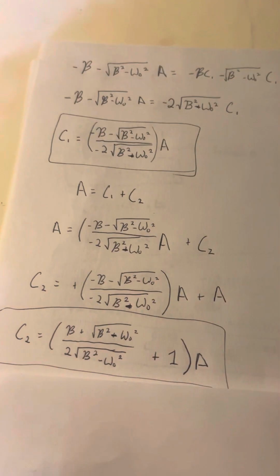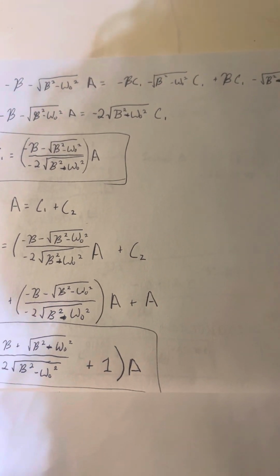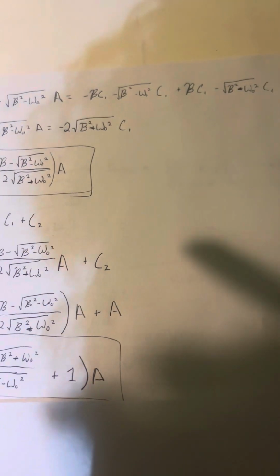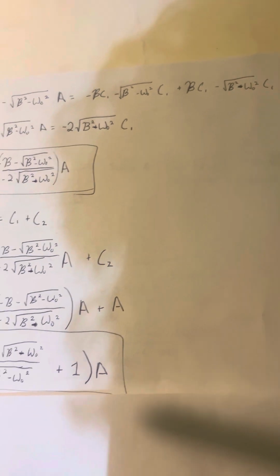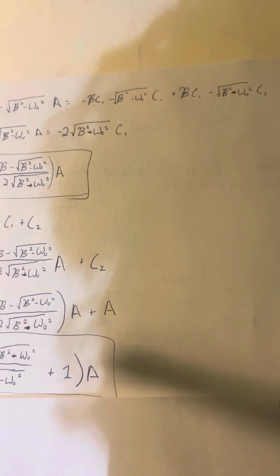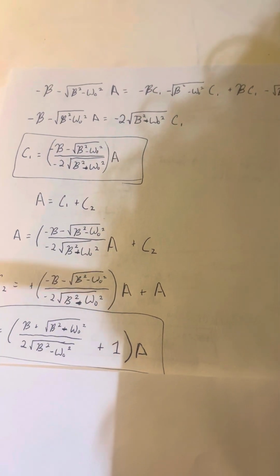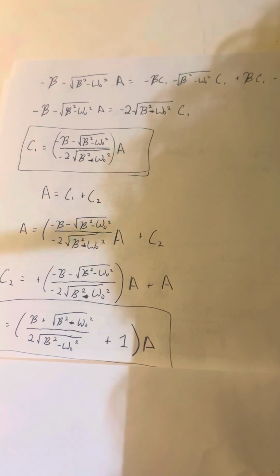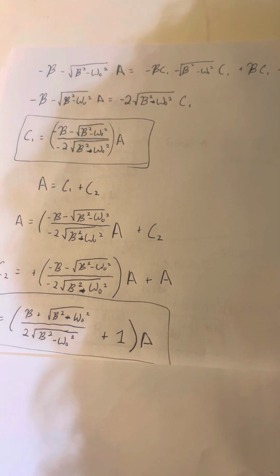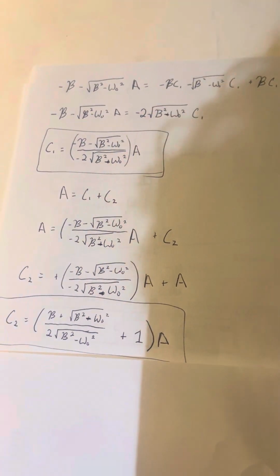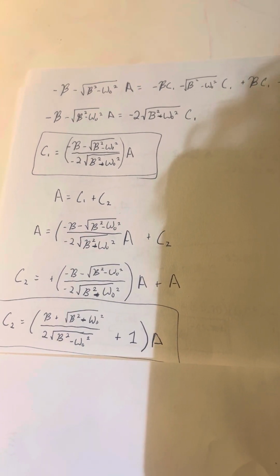When I subtracted them, the terms cancel out and you're left with negative 2 times the square root of beta squared minus omega squared times c1. Then of course you divide that on each side. So c1 becomes negative beta minus the square root of beta squared minus omega squared, all over negative 2 times the square root of beta squared minus omega squared, times a.